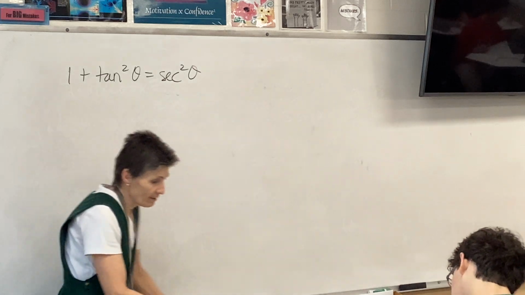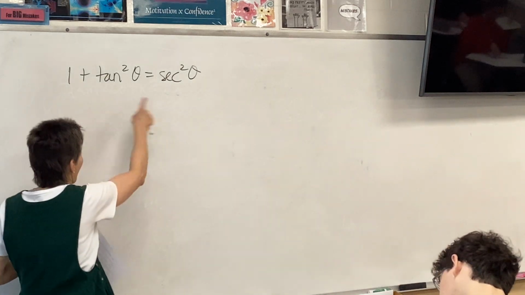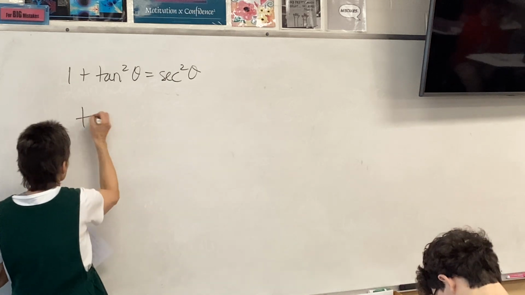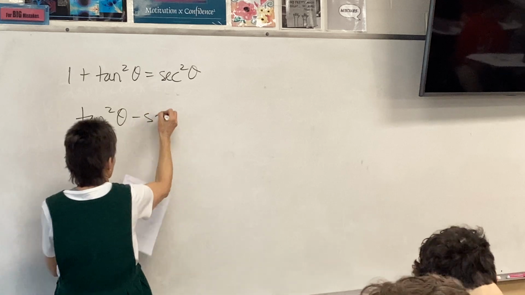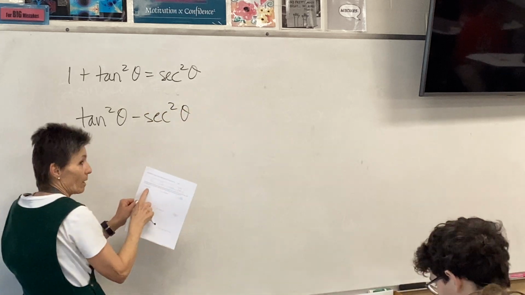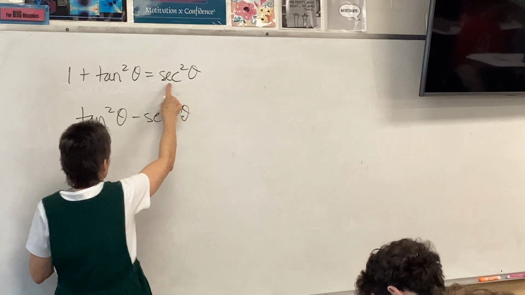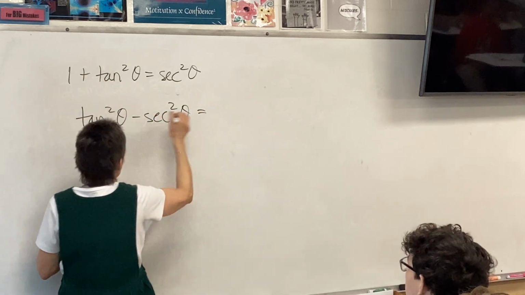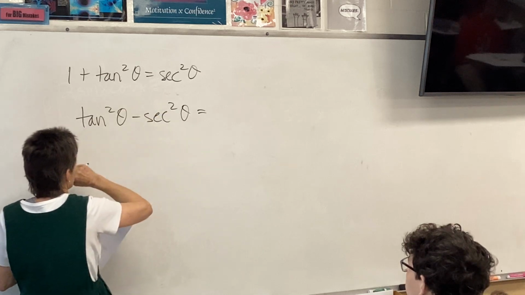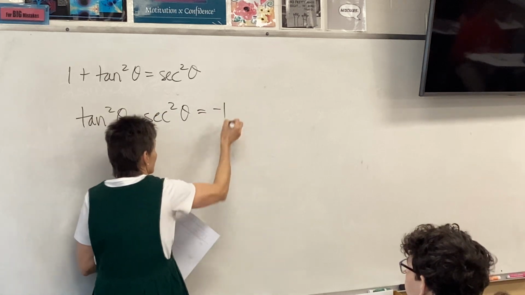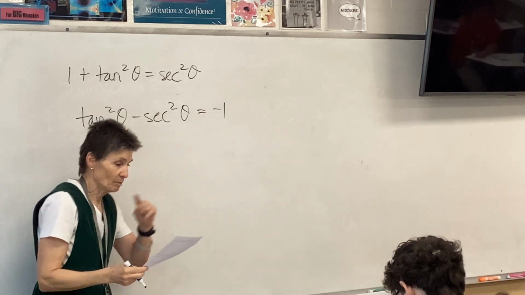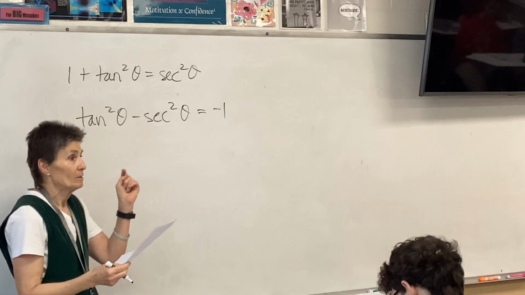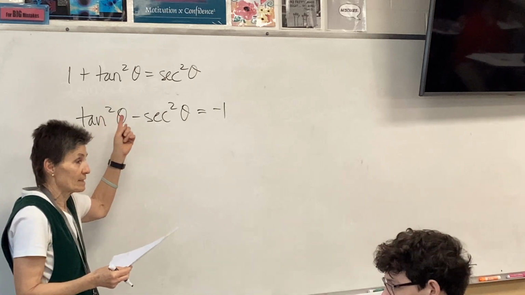So if we rearrange that so that it says tangent squared minus secant squared, because that's the problem, and I bring that secant over here, what is this going to equal? Tangent squared minus secant squared is going to equal what? -1. So number 1 simplifies to -1, just by rearranging one of your main identities.